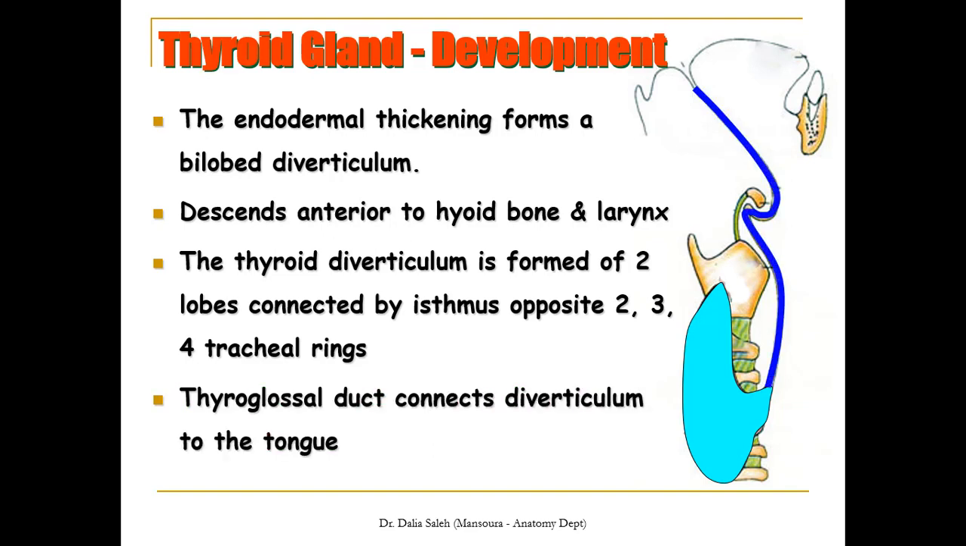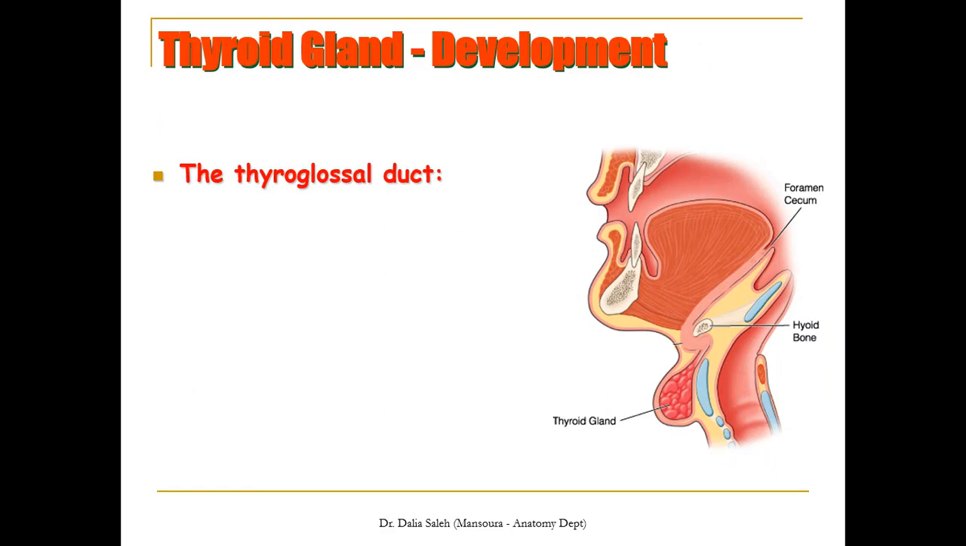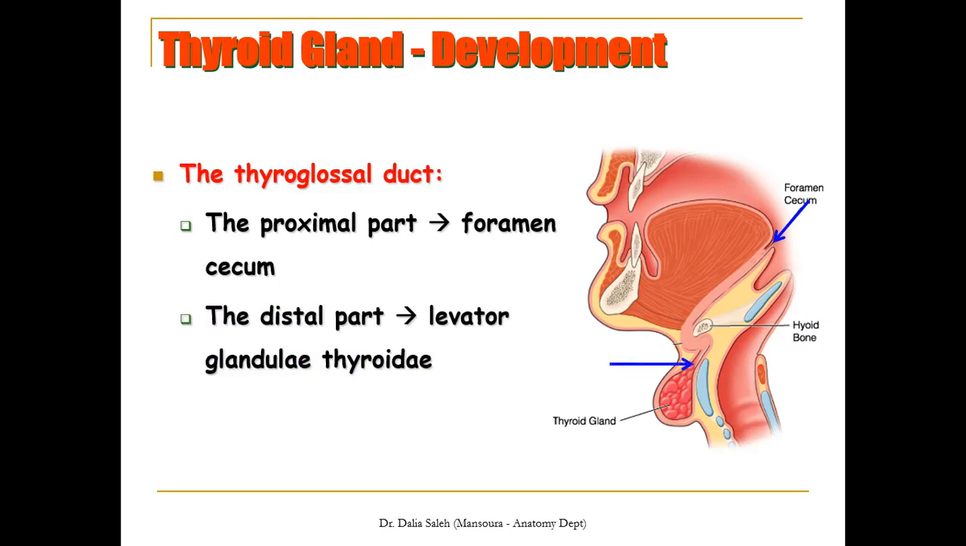The duct that will connect the thyroid gland to its original location at the foramen cecum is called the thyroglossal duct. This duct should eventually degenerate. The fate of the thyroglossal duct will be as follows. Its proximal part will form the foramen cecum. Its distal part will form the levator glandulae thyroidi, which is a fibromuscular band, like I said, connecting the pyramidal loop to the hyoid bone, and its middle part will degenerate.